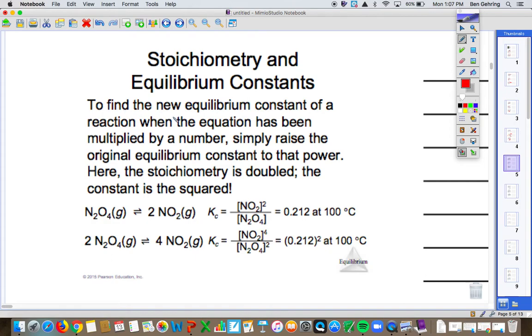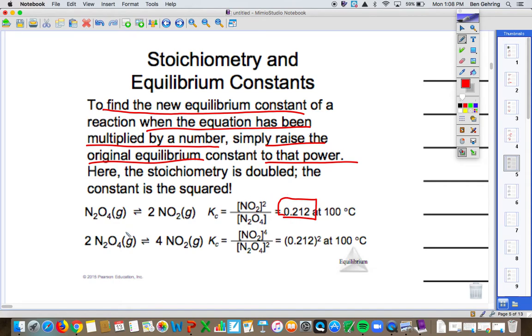If we need to find the new equilibrium constant when the reaction has been multiplied by a number, you can just raise your original equilibrium constant to that power. So to find a new equilibrium constant when the equation has been multiplied by a number, I'll show you this down below. You raise your original equilibrium constant to that power. So here we get stoichiometry coming in. For example, N2O4 going into NO2, we get this situation and I get 0.212, which I gave you on the last question.